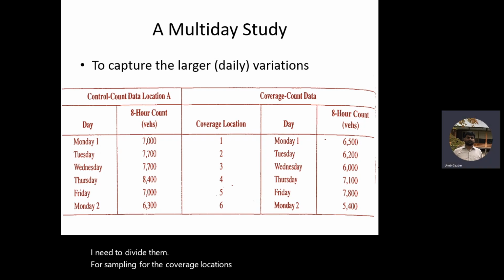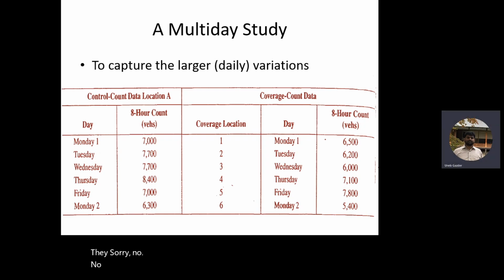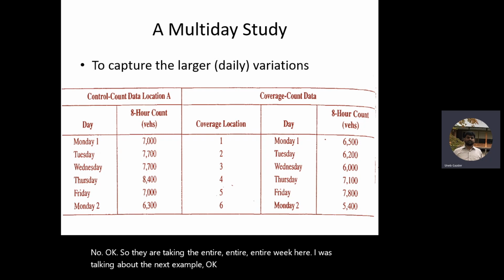So what did they do? Okay, so they are taking the entire week here. I was talking about the next example. Okay, so they are saying average. Okay, so now what are they doing? We have how many locations? Coverage locations? 6. 6 coverage locations.